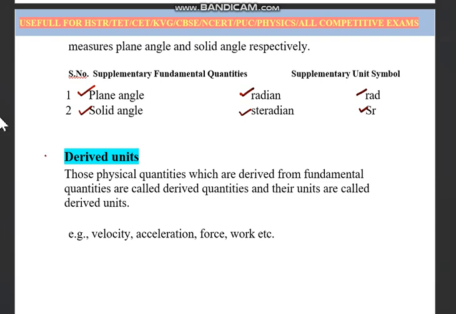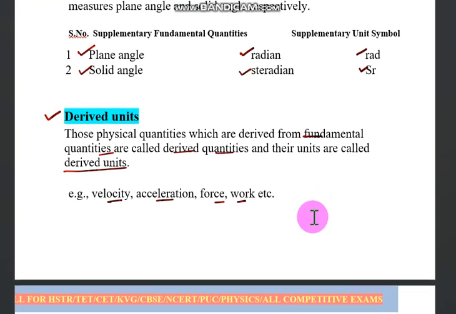Next, we will see the meaning of derived units. Those physical quantities which are derived from fundamental quantities. Already we have 7 fundamental quantities, and those quantities which are derived from these fundamental quantities are called derived quantities, and their units are called derived units. For example, velocity, acceleration, force, work, etc. We will go through them one by one.